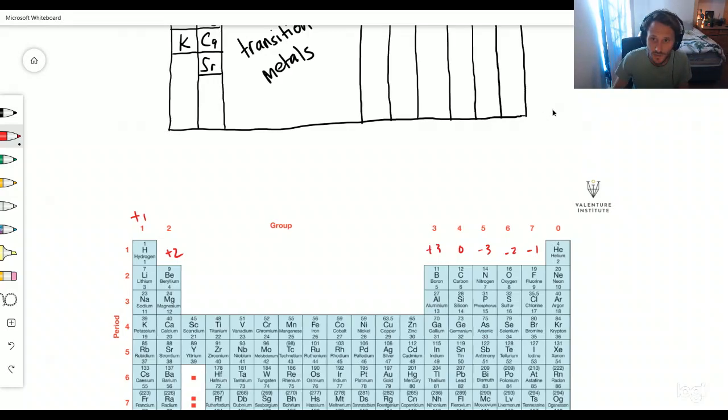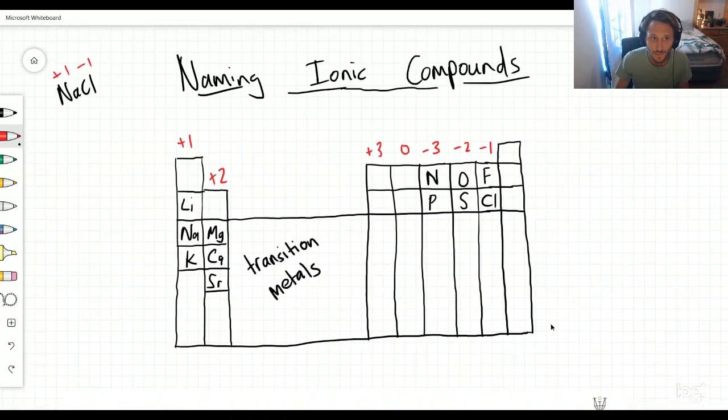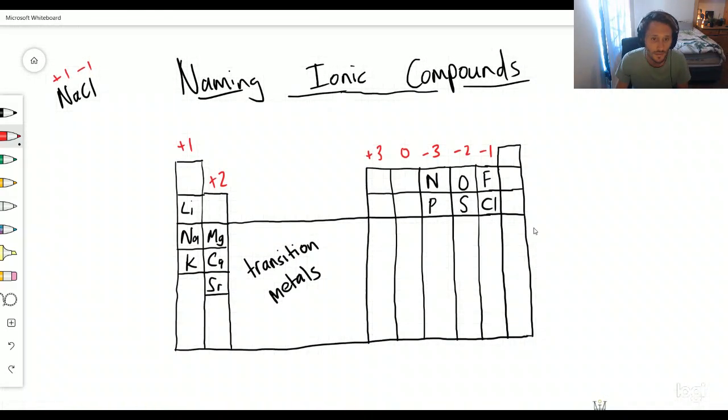I've just simplified the periodic table here to make it a little easier for me when I start to do some examples. The transition metals I'm going to talk about a little bit later. They are slightly different, and some transition metals will have 2 charges, and I'm going to speak about that in a second. So let's do some examples.